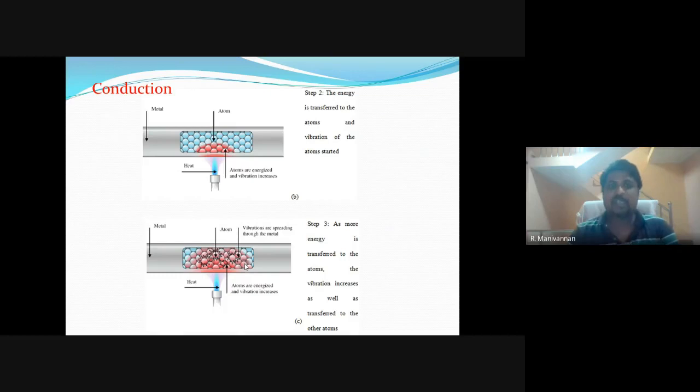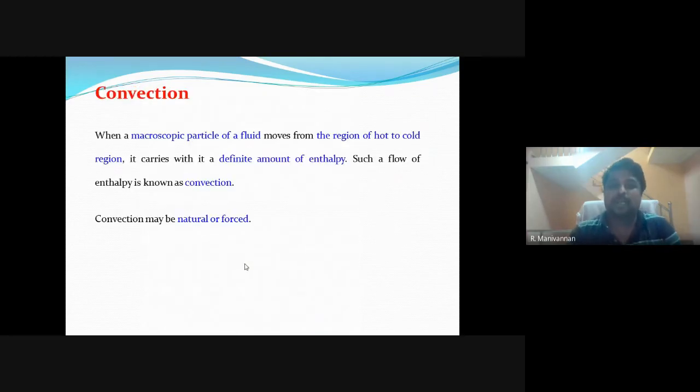If we are able to see a macroscopic particle or a fluid moving, then that particular mode of heat transfer is called convection. Whenever a macroscopic particle of a fluid moves from a region of hot to the cold region, it carries with it a definite amount of enthalpy. Such a flow of enthalpy is known as convection. So whenever you have a movement of fluid and the energy is getting transferred in that movement of the fluid, then it is called convection.